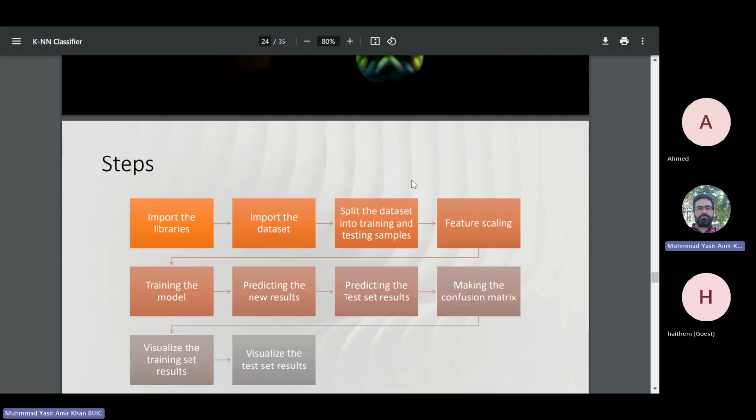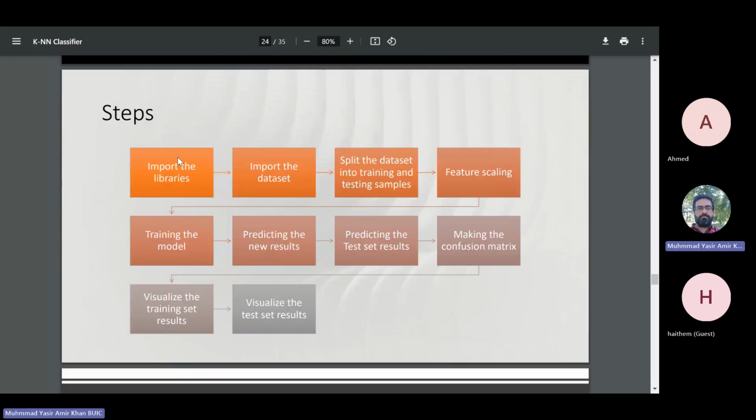So now let's look at the Python implementation. First of all, let's quickly see the different steps that we follow in a machine learning program. First, we import the libraries in our Python code. Then we import the data set. Then we split the data set into training and testing samples. Then we do the feature scaling so that comparison can be made on those features easily. Some features may give bigger absolute values than other features, so we have to bring them to a common ground.